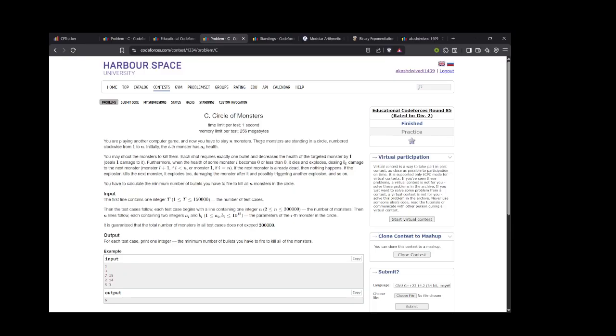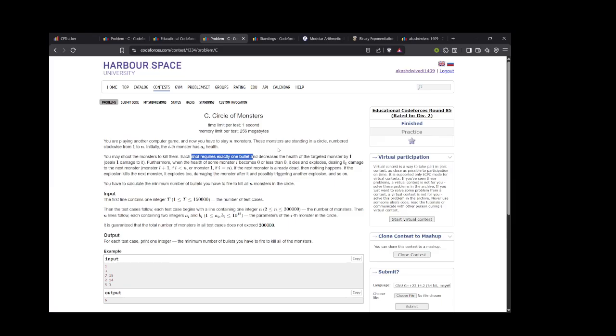In this problem, you are playing a computer game, and in that game you need to kill n monsters, and all these monsters are standing on a circle, numbered from 1 to n in a clockwise sense. Each monster has A_i health. So you may shoot the monsters to kill them. Each shot requires exactly one bullet. Yes, you would need one bullet to hit any particular monster.